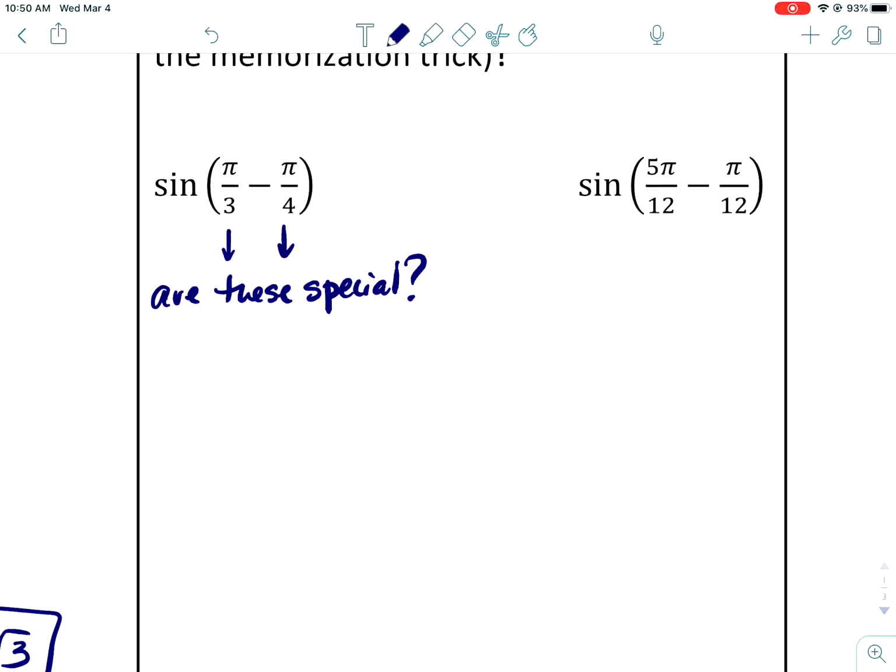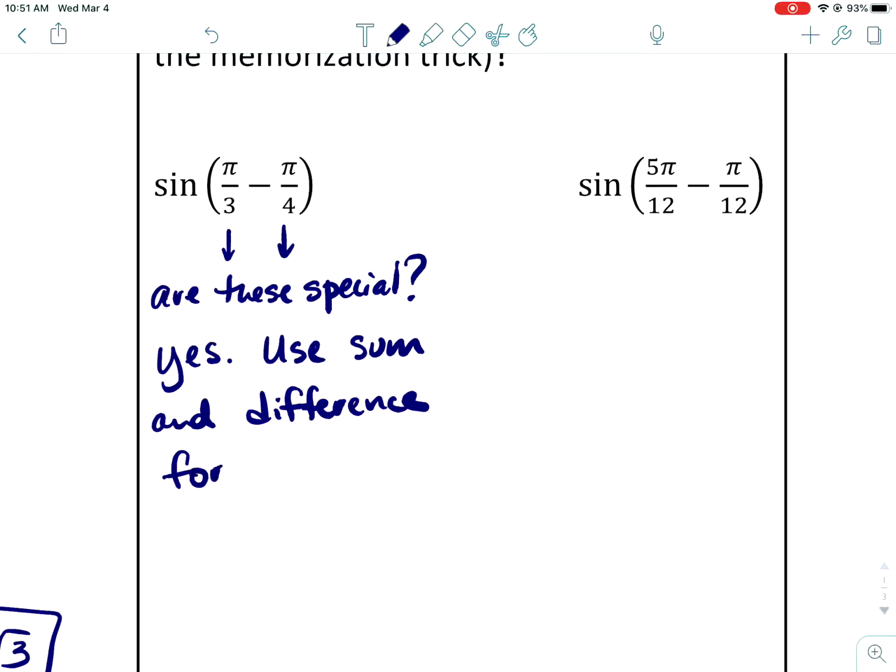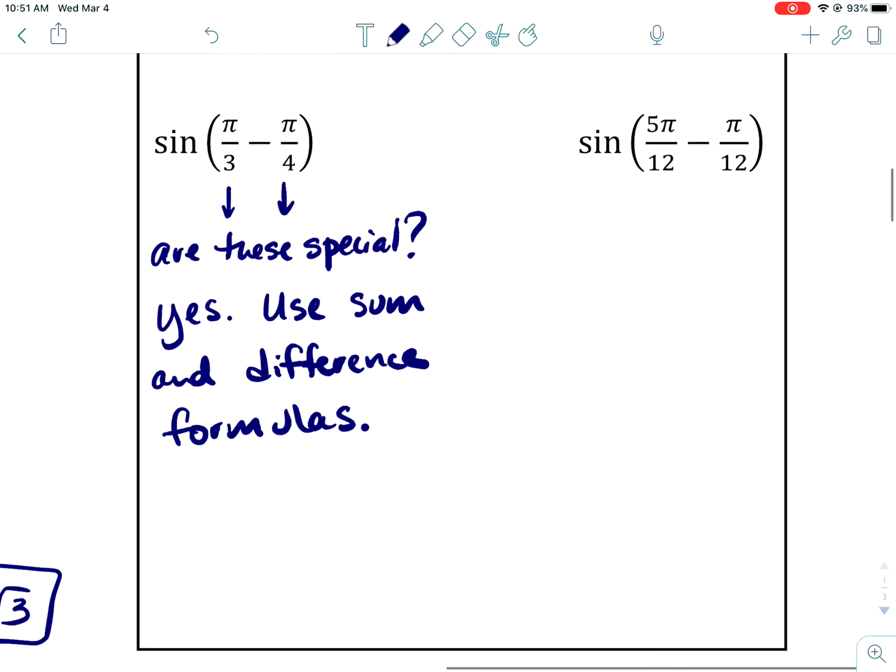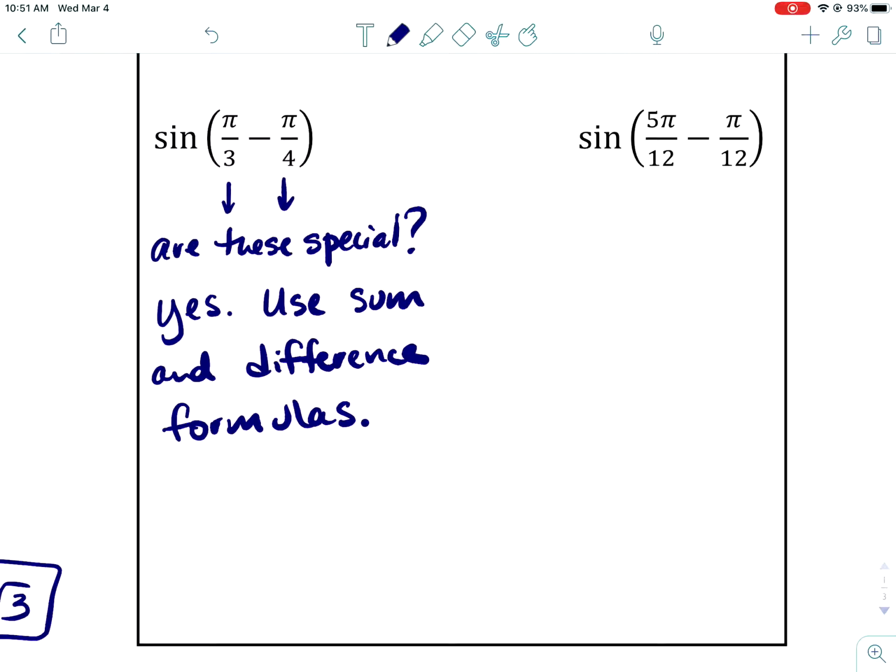So the special angles are the angles you can do from the hand trick. So what are the denominators of special angles? 2, 3, 4, and 6. So if your denominator is one of those numbers, then it is special. So these are special, so we would say yes. And then if they are special, then you use the sum and difference formulas, because the angles that you use for your u and v in those formulas have to be special. If they're not, you're not going to be able to figure it out.